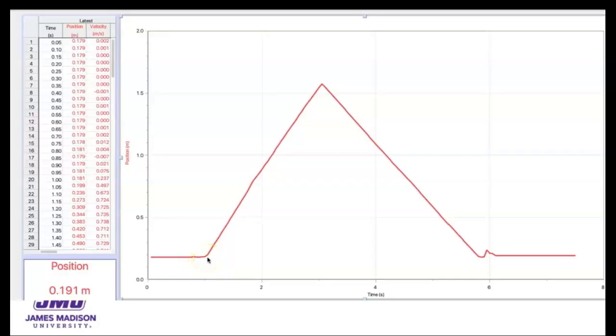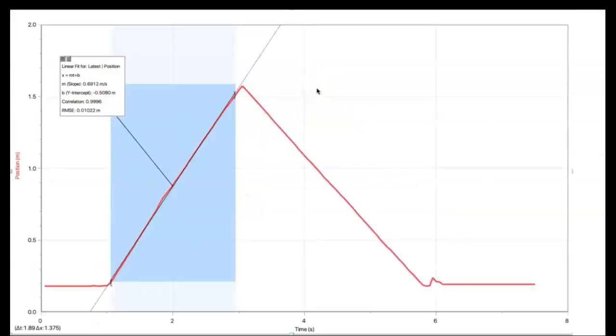What happens in the next part of the graph, from 1 second out to about 3 seconds, is we have this consistent up motion on the graph here. It is a linear graph pointed upwards. And in fact, if you find the slope, it is 0.6912 meters per second. So at that point, it means that the buggy is traveling at 0.6912 meters per second. That's how fast it's going.